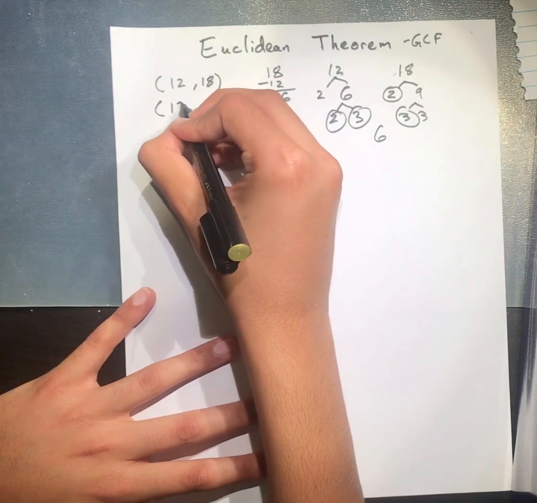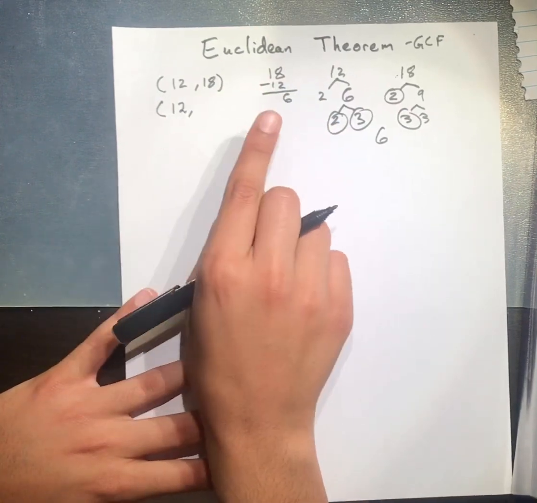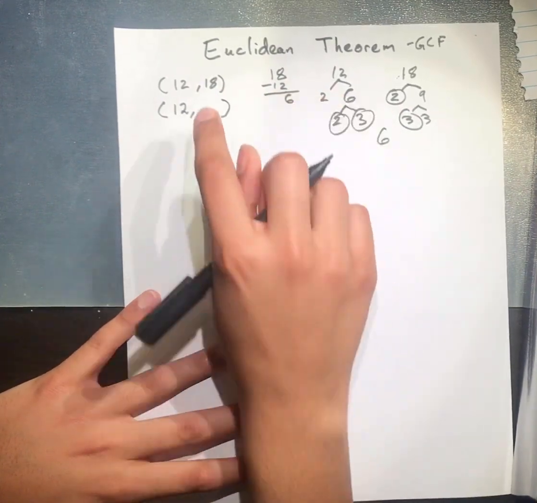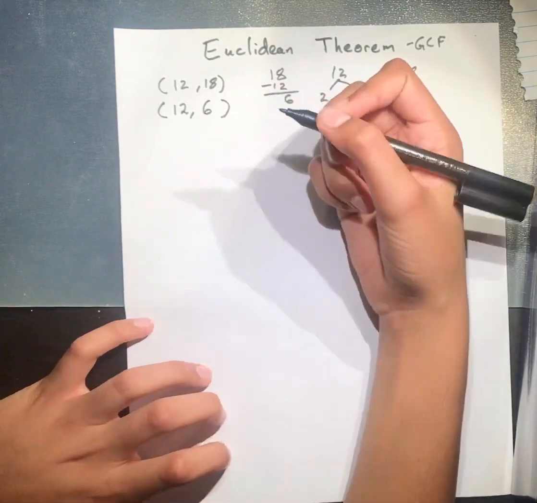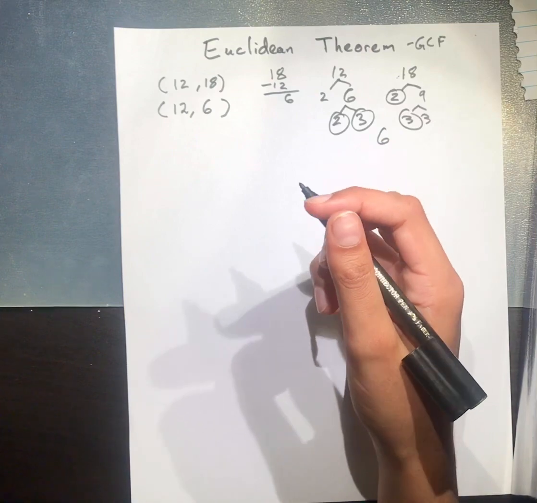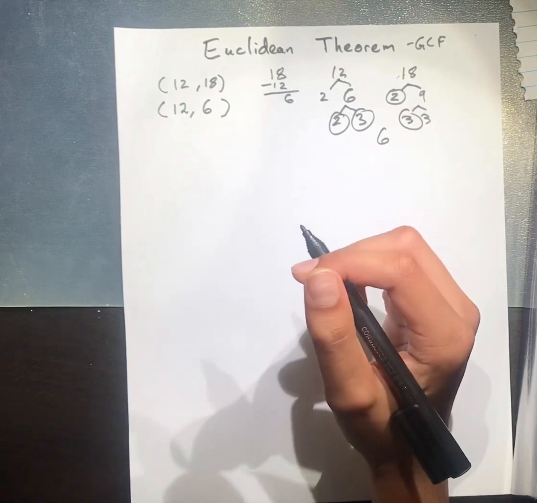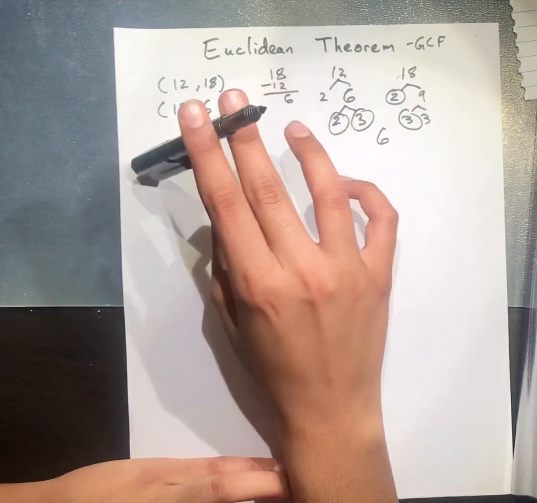So you'd keep 12 here, but this is really important. Instead of keeping 18, you put the remainder that you just found, 6. The number of times it went in doesn't matter, so if 12 went in 2 times, you do nothing with that number. That number does not matter. And so 12 and 6.